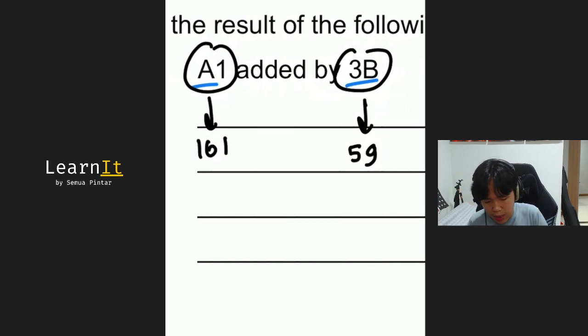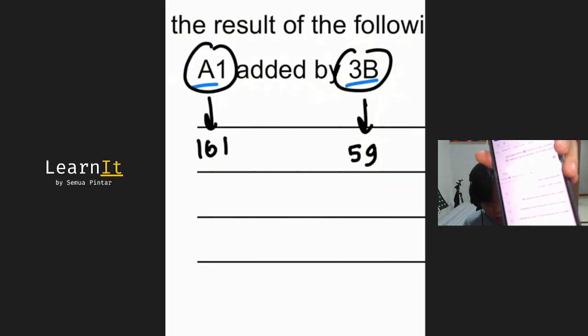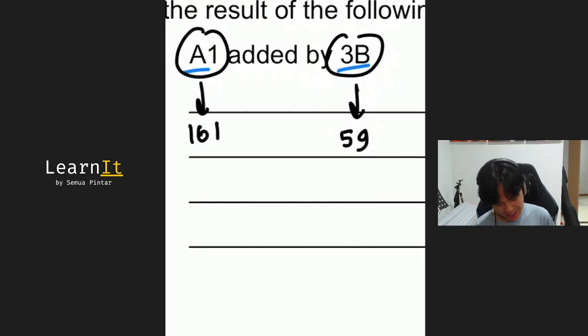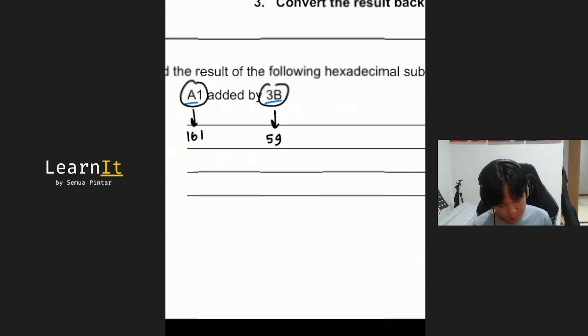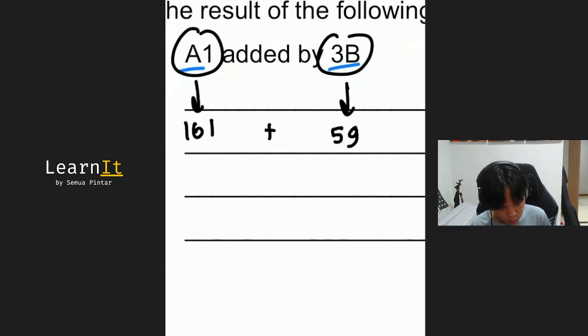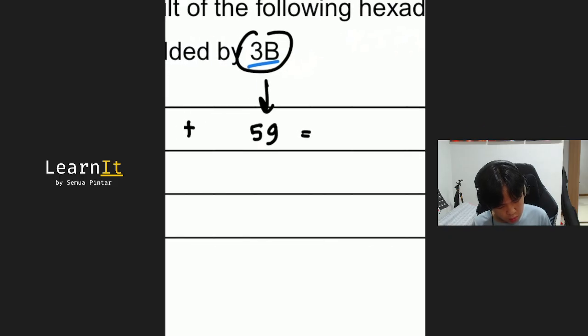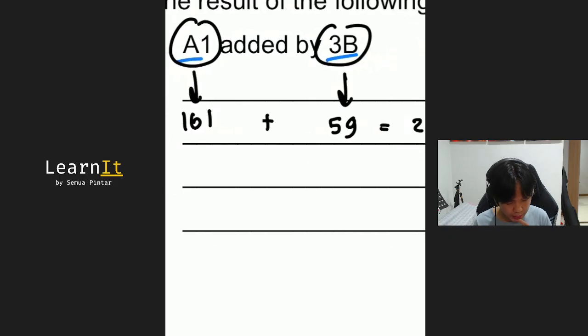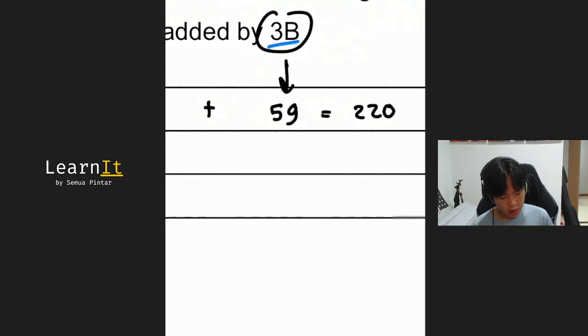Since I don't have enough time, I simply Googled. But don't follow me, practice. Okay, and then after we get this, what's the next step? The next step is we have to add the denary values. So of course we have to add this. 161 plus 59. How much is that? That equates to 220. Yeah, 220. Sorry, it's really late here. I'm really sleepy. Okay, 220.